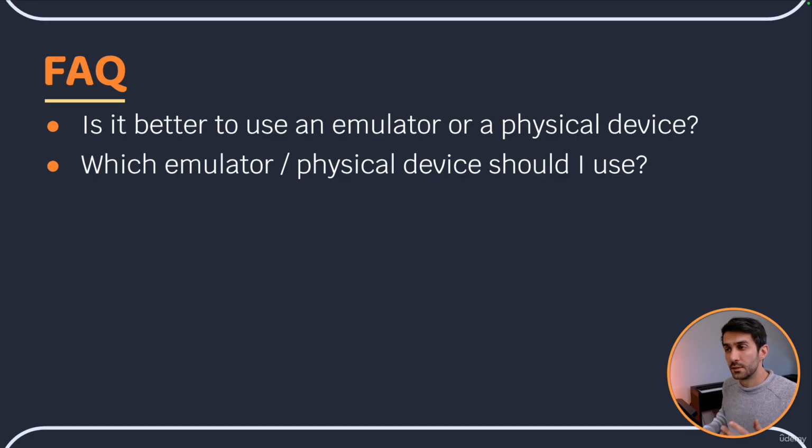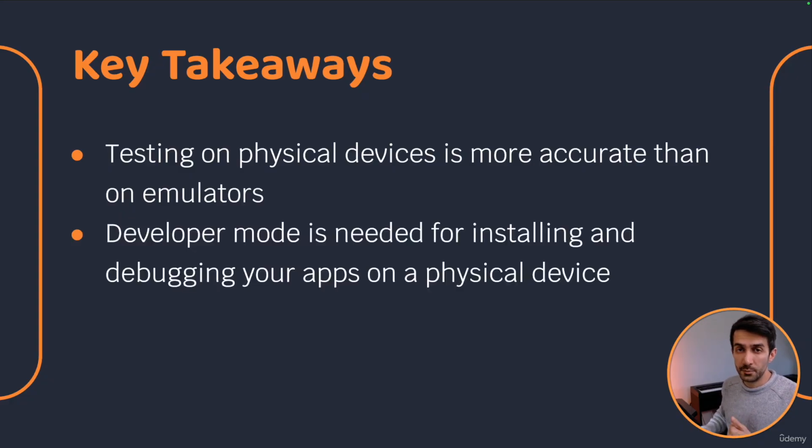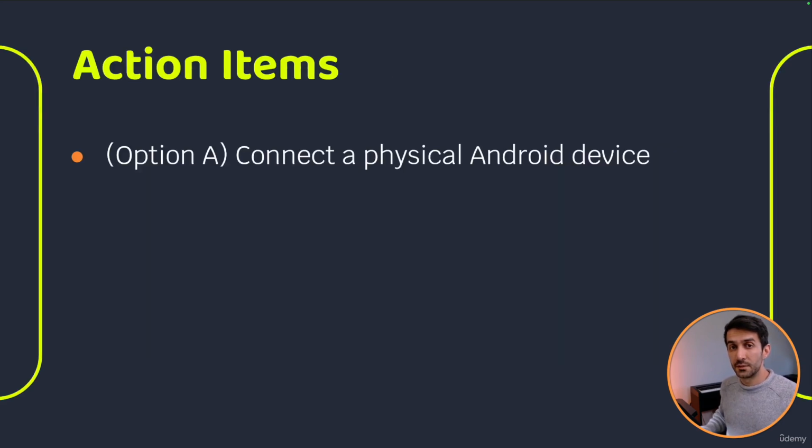So the key takeaways of this lesson is testing on a physical device is more accurate than testing on an emulator. And developer mode is necessary to install and debug your app on a physical device. So the action item is to either connect a physical device or create an emulator.